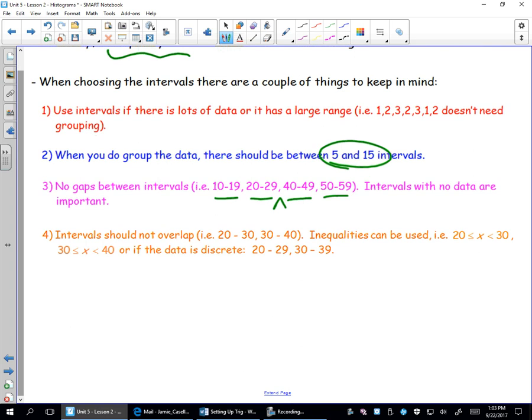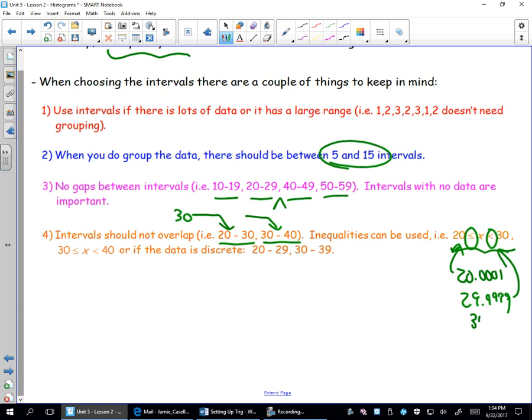And then the last point, intervals should not overlap. For instance, 20 to 30 and 30 to 40. The problem there is, where does the number 30 fall? Does it go in this interval, or does it go in this interval? Because I have an overlapping number, I don't know that. So we often write inequalities for our intervals. So what does this mean? This means from 20 to 30, including 20, equal to 20, but not 30. So 20.00001, that falls in here. 29.99999, that still falls in here. But as soon as I get to 30 point anything, I'm in the next interval.